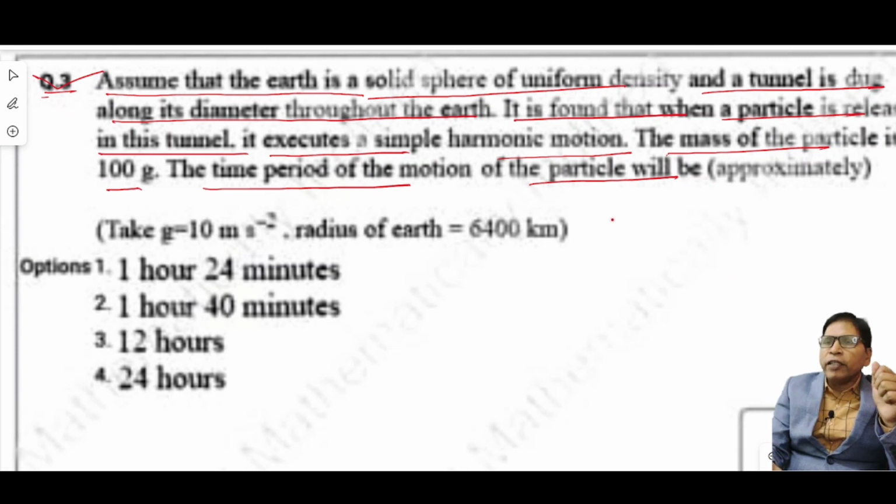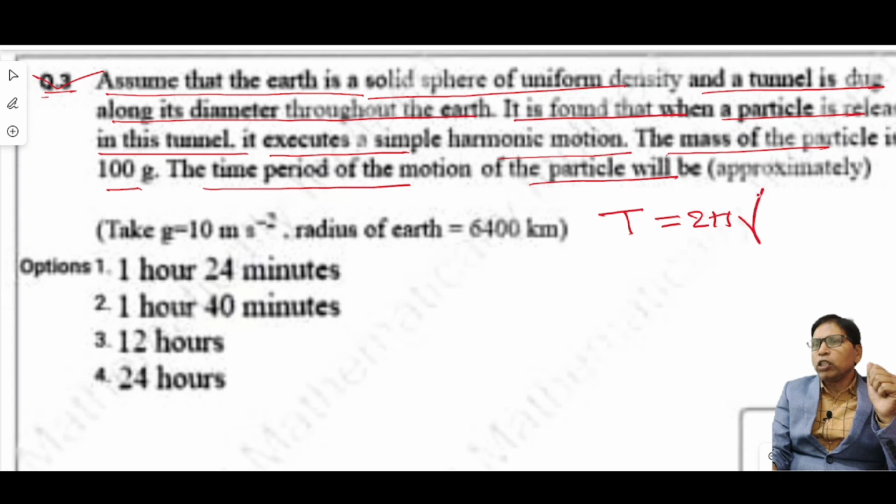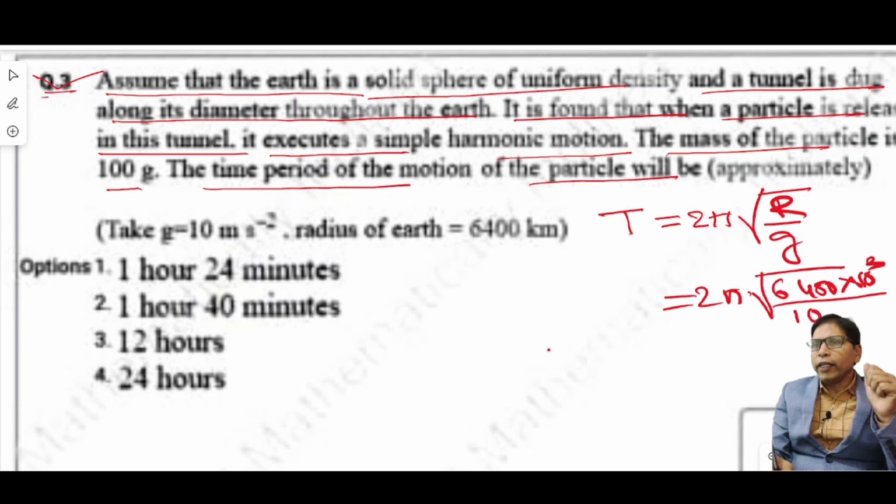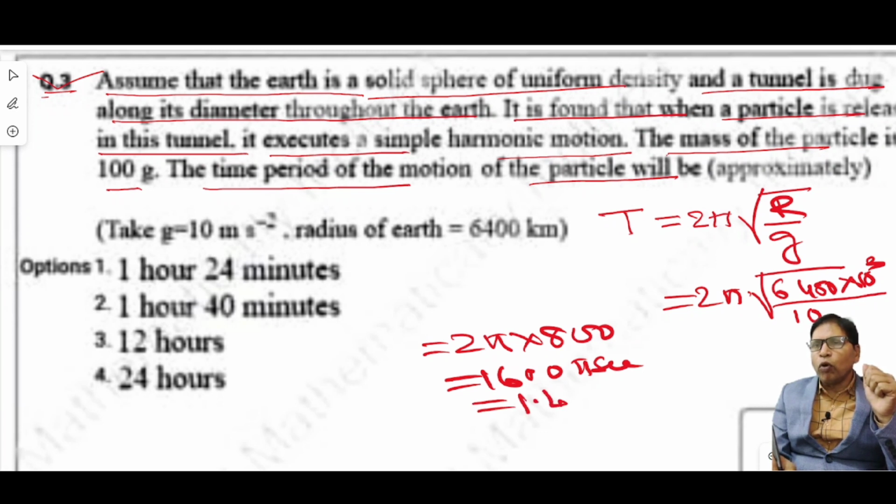The time period of oscillation in the tunnel dug through the center of the earth equals T equals 2 pi root over R by g. Now this is 2 pi, R is equal to 6400 into 10 to the power 3 meter divided by 10. So this is 2 pi into 800. This is 1600 pi seconds, which is almost 1.41 hour.